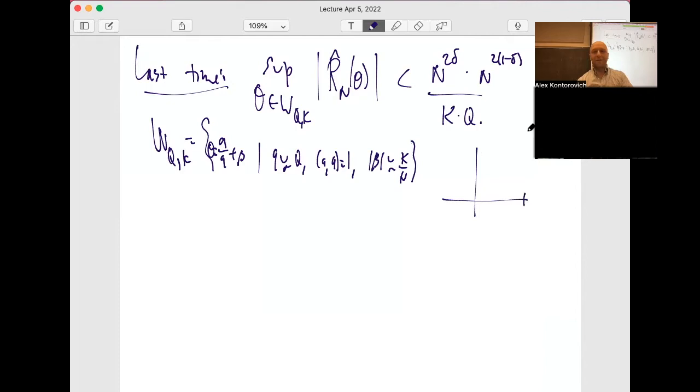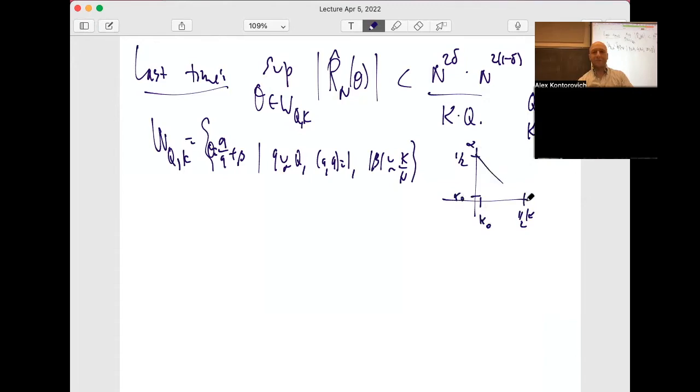So again, I'm thinking of kappa. Yep, my favorite picture. K is n to the kappa, q is n to the alpha. Alpha goes up to a half, kappa goes up to a half. Here's the major arcs at some kappa 0, alpha 0.